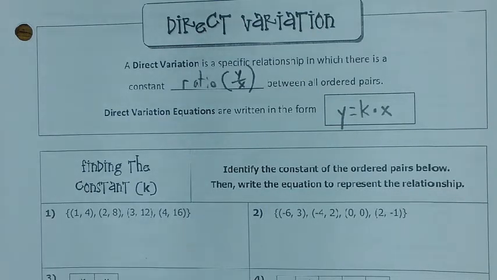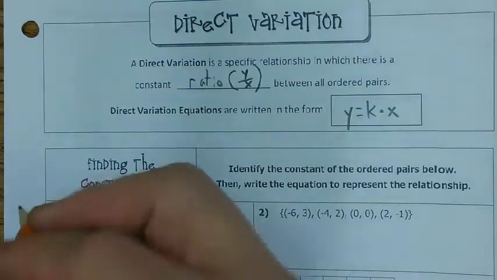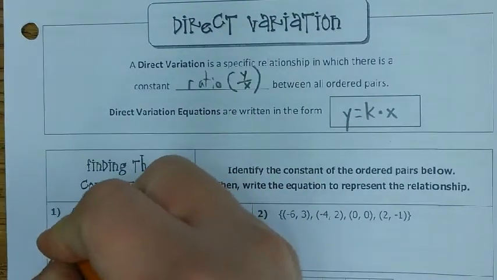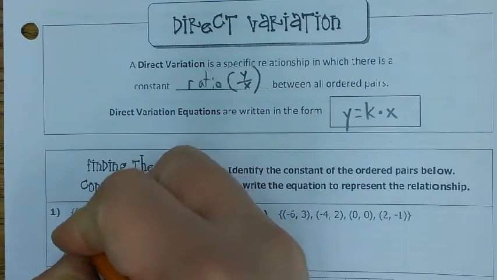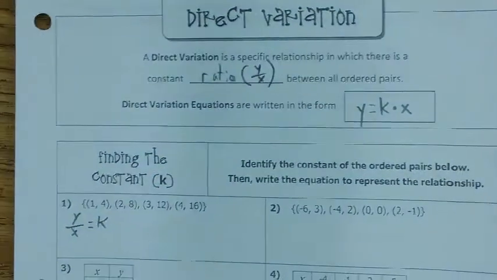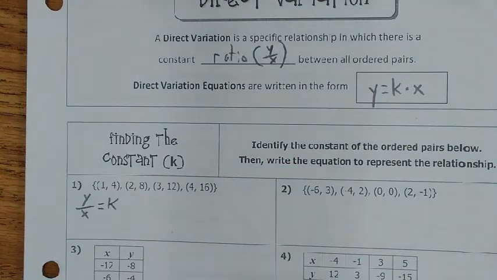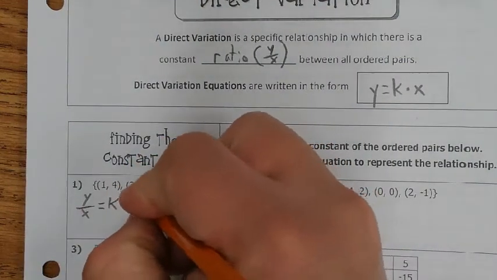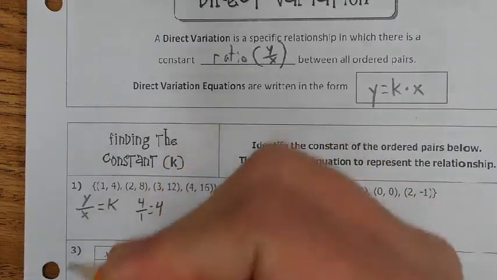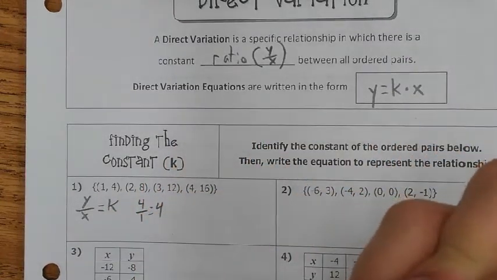But yeah, the constant is k, and that basically means your slope, what is constantly moving by. So it says, identify the constant k of the ordered pairs below, then write the equation to represent the relationship. The constant is, if our ratio, our y value divided by our x, equals k. Well, what is 4 divided by 1? 4. So that means our k equals 4.